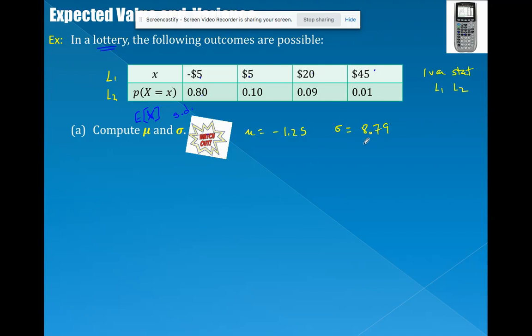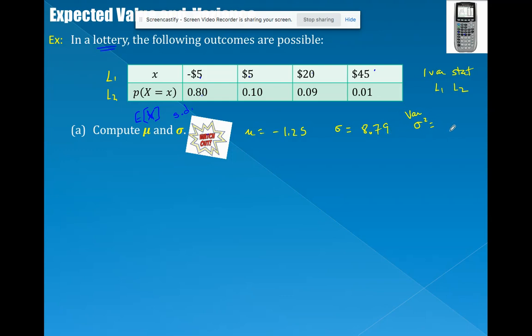If they asked you for the variance, what if they asked you? So this is right on my screen, 8.79, right? The lowercase sigma is right there. But what if they asked me for the variance? I could just square this, but this is a rounded number, right? So what if they asked you for the variance?